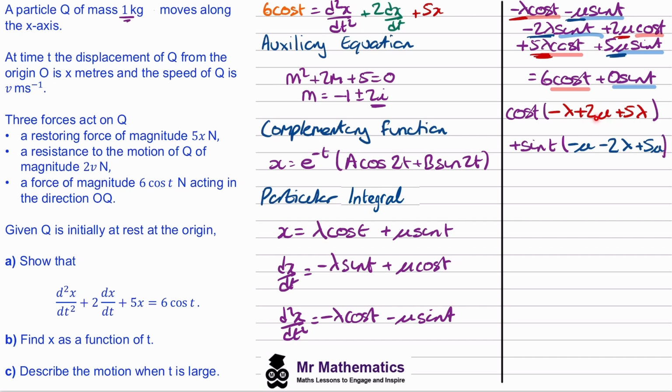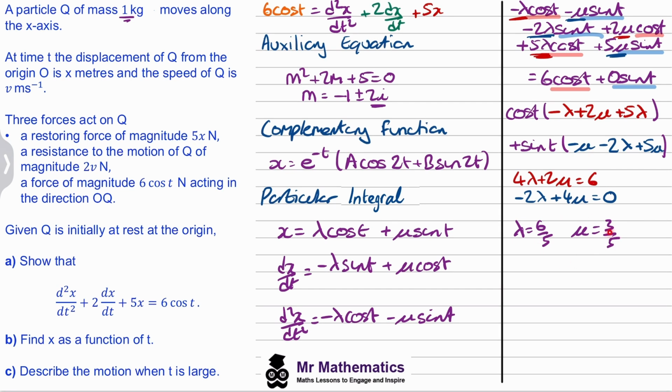So if we collect the like terms here, we know this will equal the coefficient of the right-hand side, so this will equal 6. So 4 lambda plus 2 mu will equal 6. We'll do the same for the coefficient of sine t, and this will equal 0. So negative 2 lambda plus 4 mu will equal 0. And then we can solve these simultaneously to work out lambda and mu. Lambda will equal 6/5, and mu will equal 3/5.